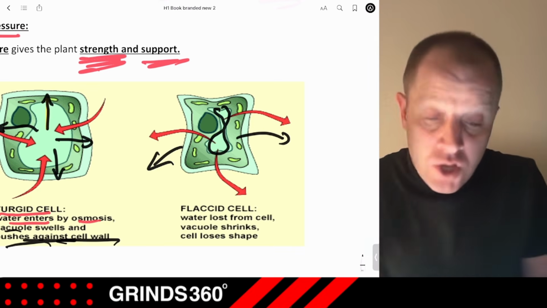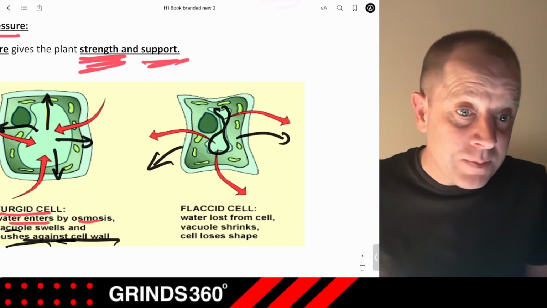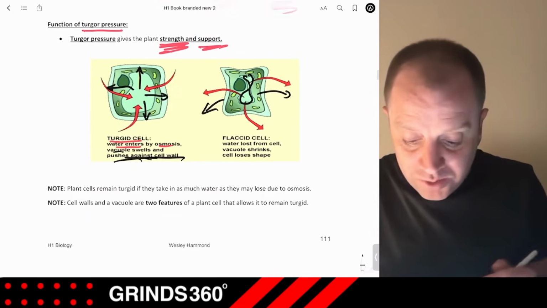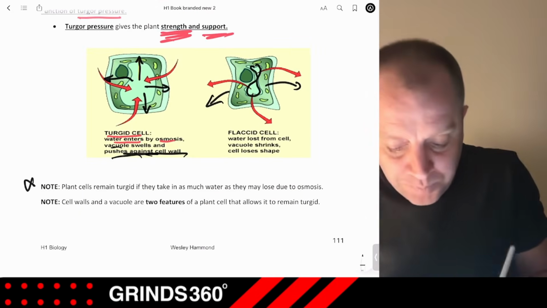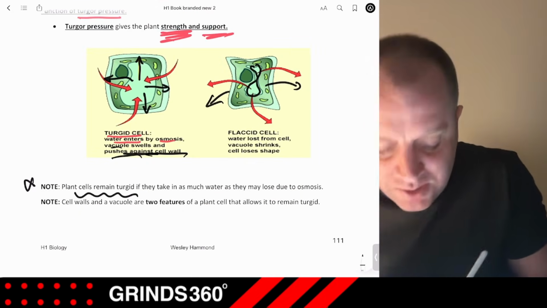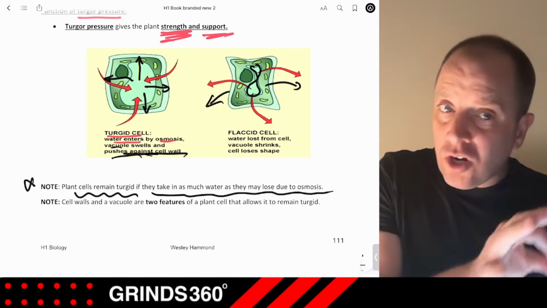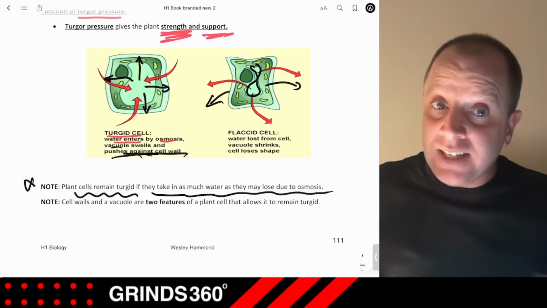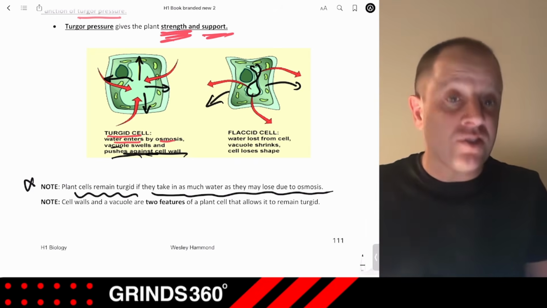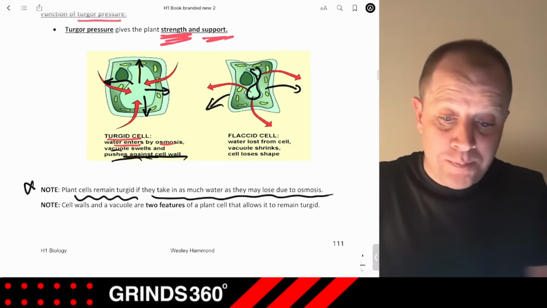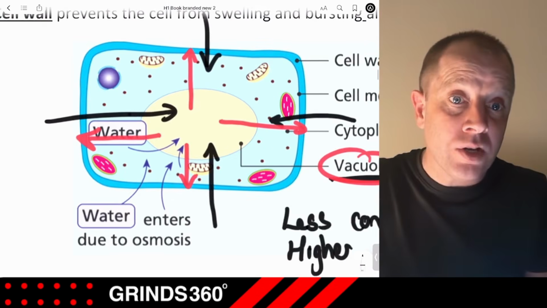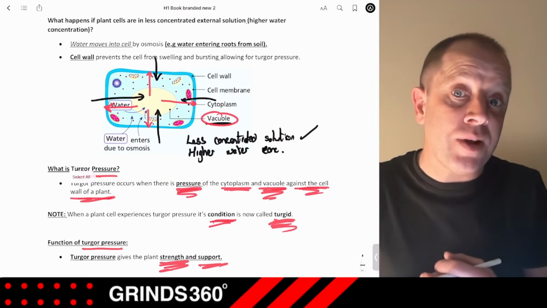So now that plant cell shrivels and it dies. Okay? So I want you to note there, put a star beside this, the bottom page. A plant cell remains turgid if they take in as much water as they lose. Once they start losing more water than they gain, then the vacuole starts to shrivel, and therefore it doesn't push out against the cell wall anymore. And then the cell begins to lose turgor pressure.